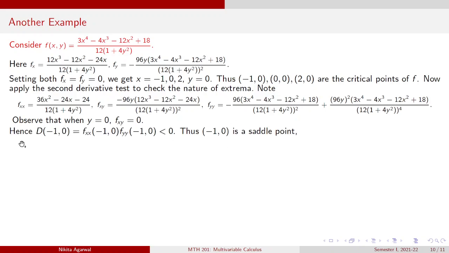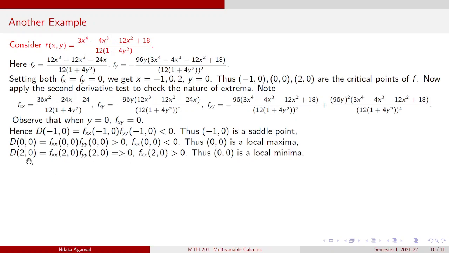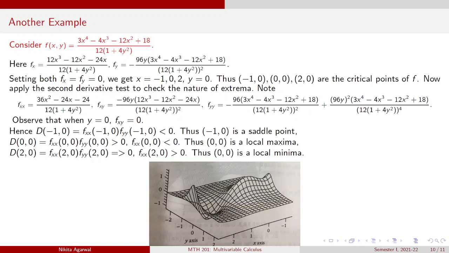So when you compute the determinant at the point (-1, 0), it comes out to be negative, therefore it's a saddle point. At (0, 0), it comes out to be positive and fxx is negative, so it's a local maxima. And at (2, 0), the determinant is positive and fxx is positive, so this point is a local minima. So this should not be (0, 0), it should be (2, 0).